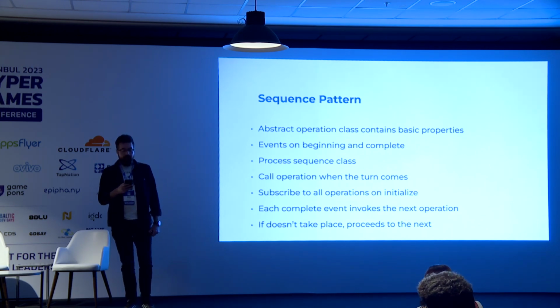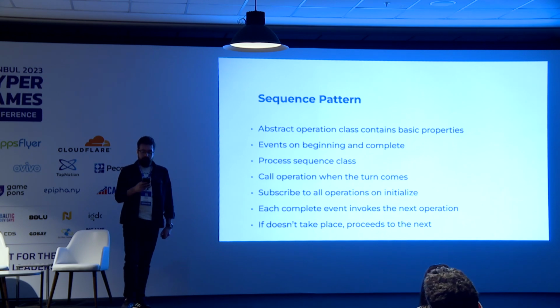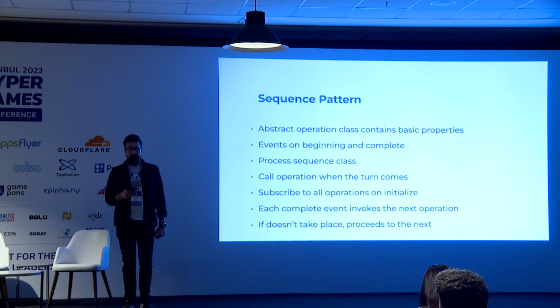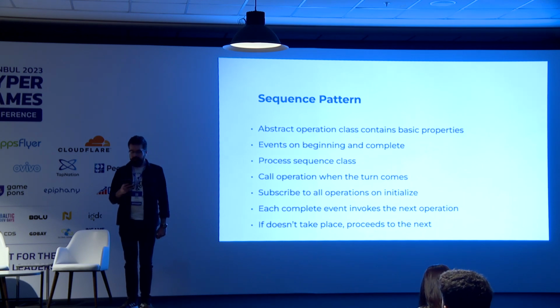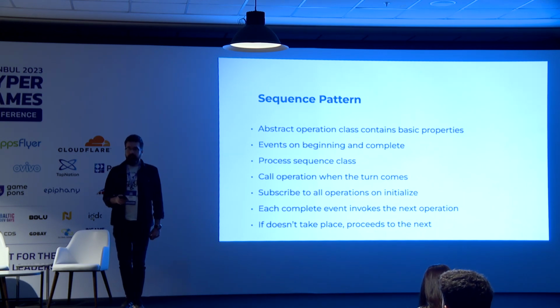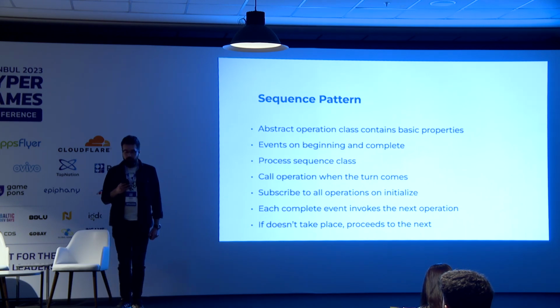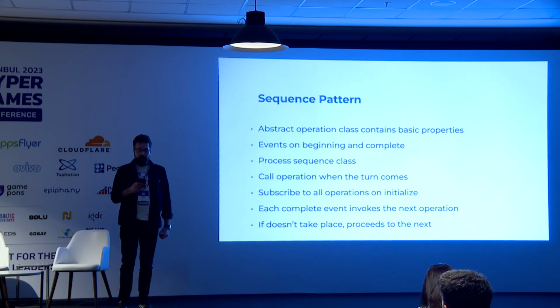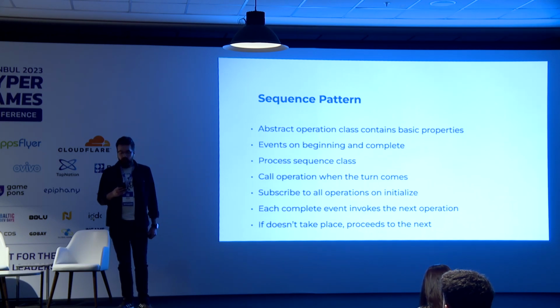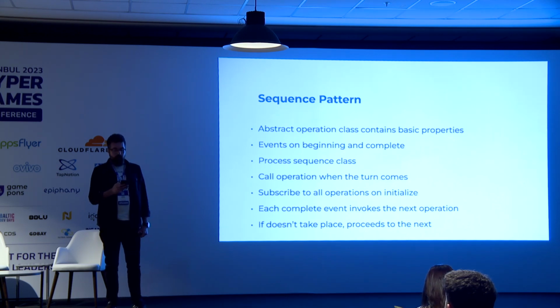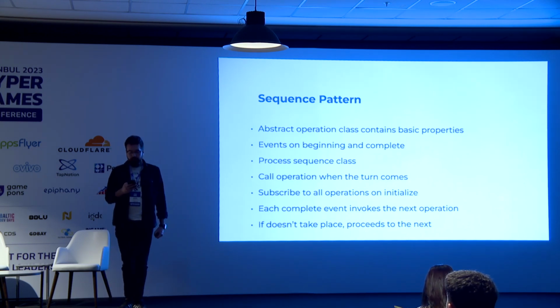Then we create a process sequence class where we will keep the reference of these processes and call the required methods when the turn comes. When this class is initialized, it will subscribe to the complete event of each operation class it contains. And when each complete event is triggered, it will call the start method of the next operation. Thus, operations will take place in order.